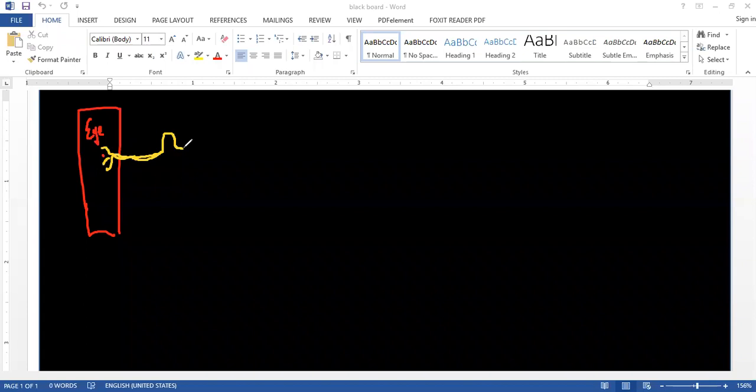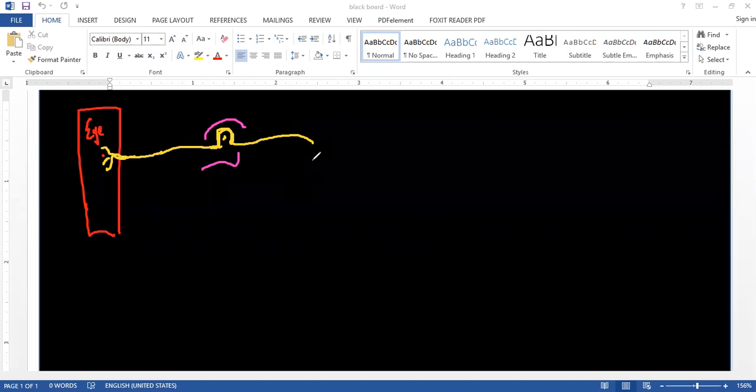This is what I am drawing now. Sensory neuron. This is what? The dendrons of this sensory neuron. This is now the cell body of this sensory neuron. And here you can find a ganglion, outside ganglion. This is the axon of the sensory neuron.